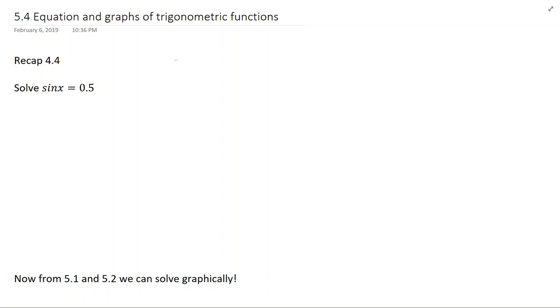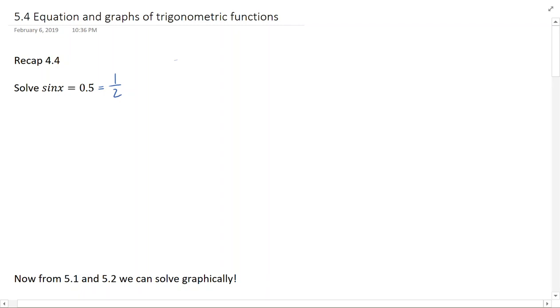Hello, today's section is 5.4 and the topic is equation and graphs of trigonometric functions. So to get warmed up, we're actually going to be looking at a question from section 4.4. And the question is sine x equals 0.5. So remember, 0.5 can also just be written as 1 over 2.